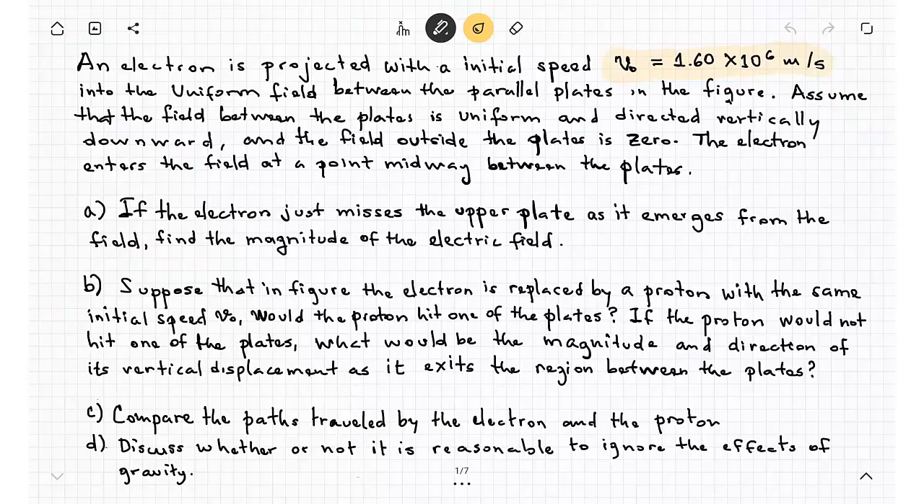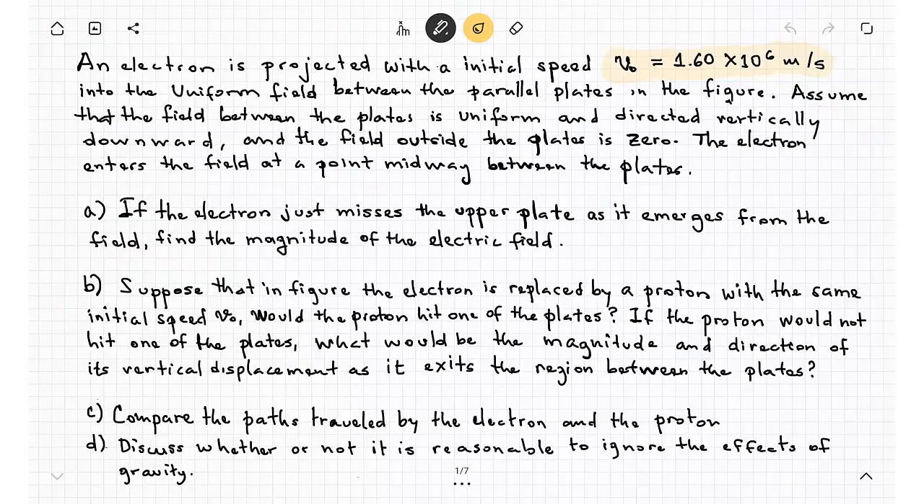In this opportunity I want to solve a problem that is already a known problem and is really easy, but I want to do something with this. The problem is an electron projected with initial speed v0 into a uniform field between two parallel plates that I will show you in the next page. We want to assume that the field between the plates is uniform and directed downwards. The electron enters the field at a point midway between the plates.